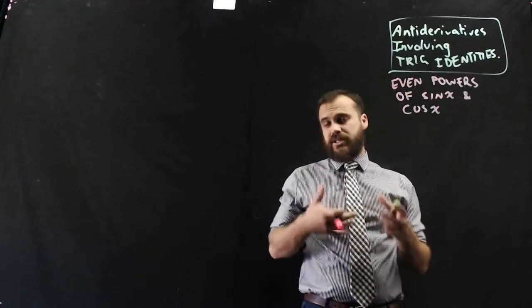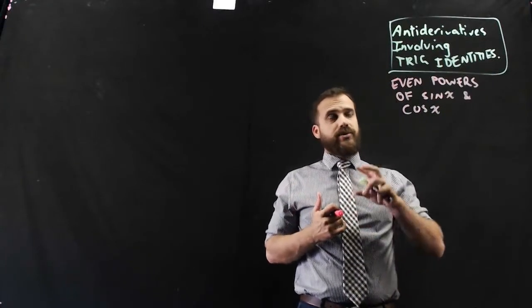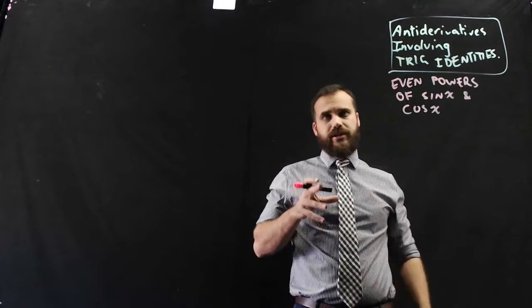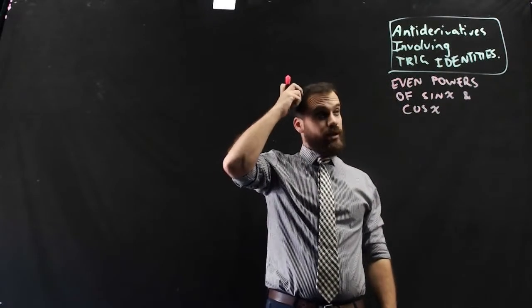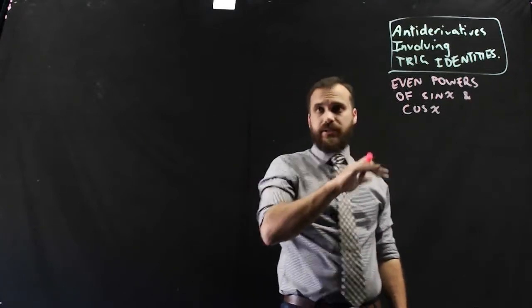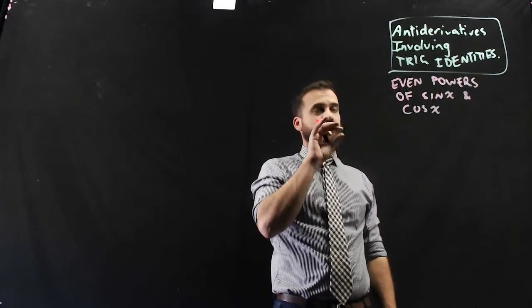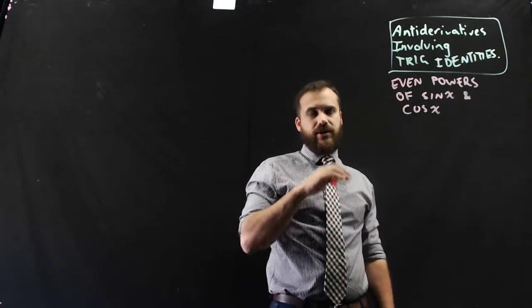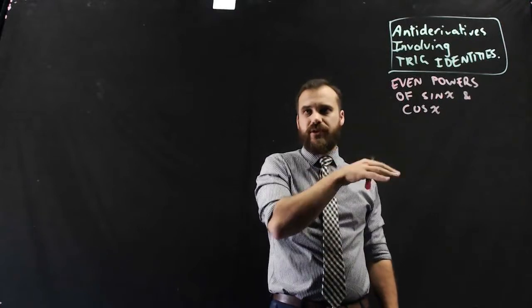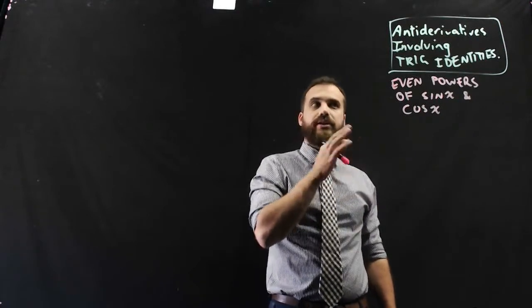Alright, so we're still doing antiderivatives or integration. This time it's going to be involving trig identities. Now you've already learned a bunch of trig identities. We're going to need to learn some more. Now this particular video is all about finding antiderivatives of even powers of sin x and cos x. So that's sine squared x, or sine to the 4x, or sine to the 6x, or something like that.